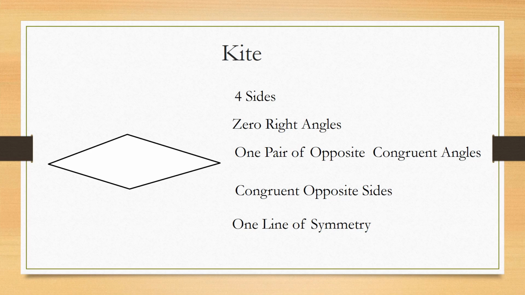A kite has four sides, zero right angles, one pair of opposite congruent angles. This angle right here is congruent and opposite to that angle. We have congruent opposite sides, or I guess you would call them adjacent sides. This side is congruent to this side, and this side here is congruent to that side. And there is one line of symmetry for a kite, down the center right here. One line of symmetry.